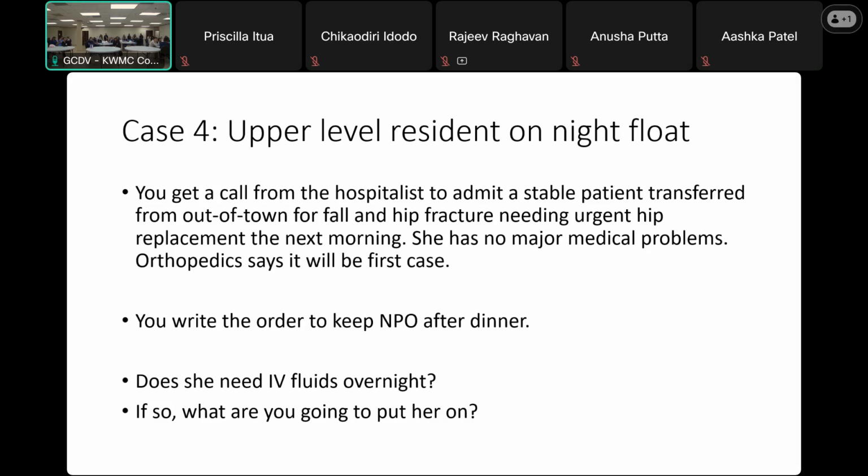All right, next case. So you get a call from the hospitalist to admit a patient transferred from out of town for a fall and hip fracture needing urgent hip replacement. No major medical problems. Orthopedics says it will be the first case in the morning. You write the order to keep NPO. What do you guys think? Does the patient need IV fluids, and if so, what fluid do you want to put the patient on?